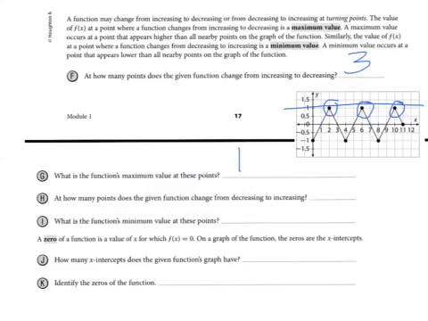The next part says, at how many points does the function change from decreasing to increasing? So it's decreasing to increasing here. It's decreasing to increasing here, so that's going to be 2 values. And what is the function's minimum value at those points? And that would be -1.